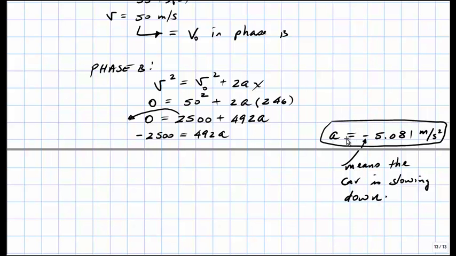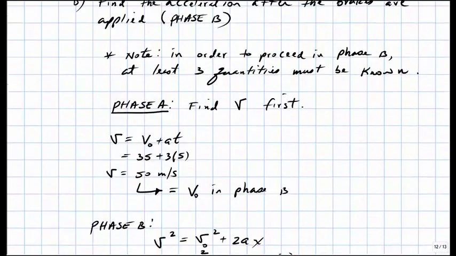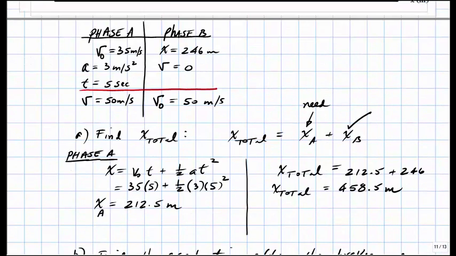Let's also bring this value into our chart as well under phase B. So we just found out that the acceleration in phase B equals negative 5.081 meters per second squared. And again, this line tells us that these values were obtained after the fact, whereas the values above the line were given to us at the beginning of the problem.